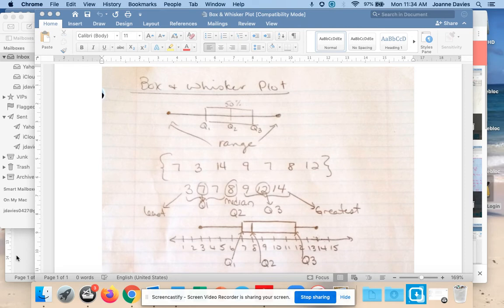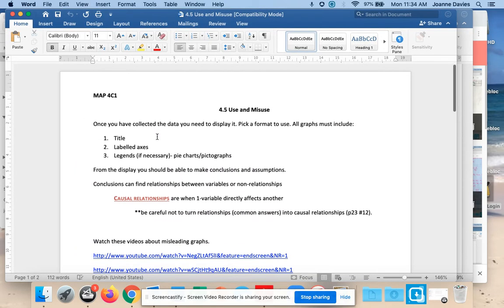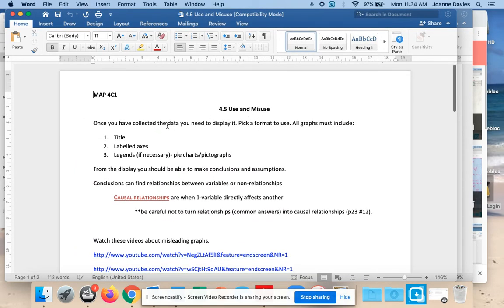So next we have 4.5, the use and misuse of data. So once you've collected your data, you need to display it. You can pick a format. Key thing, all your graphs must include a title, labeled axes, and if you're using a pie chart or a pictograph, you need a legend explaining what your images look like and what they stand for.